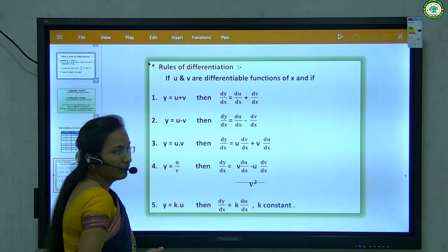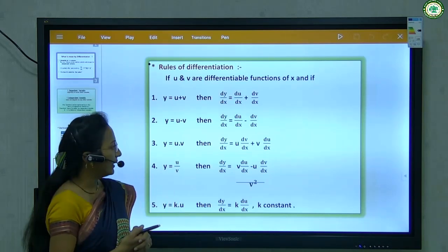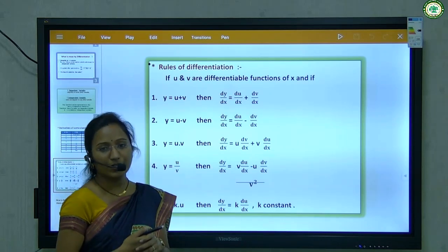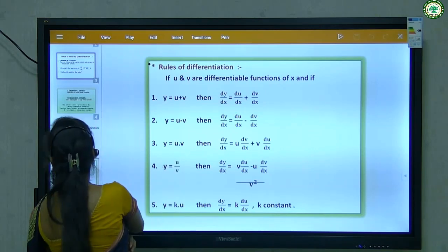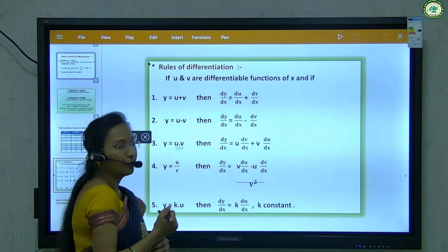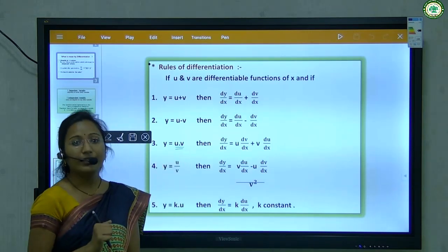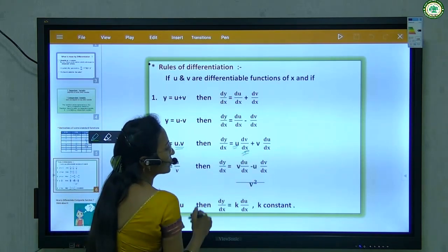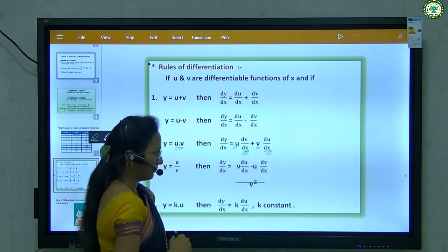Now, the third rule: if y is equal to u dot v, then dy upon dx is equal to u times dv by dx plus v times du by dx. Means if we have a product of two functions, u dot v, where u is the first function and v is the second function, then dy upon dx becomes first function into derivative of second function plus second function into derivative of first function.